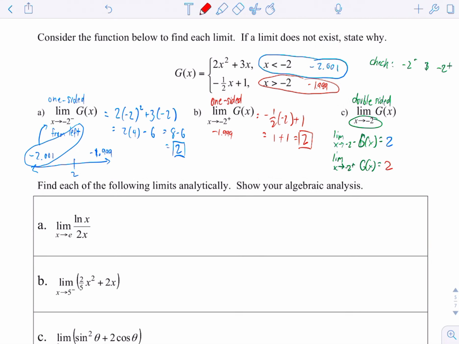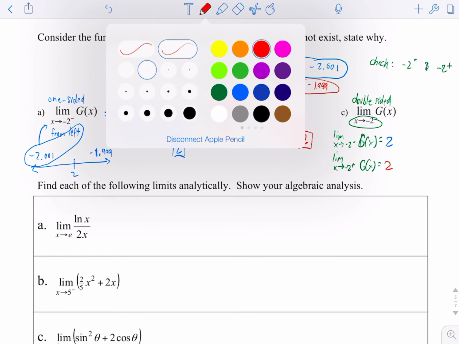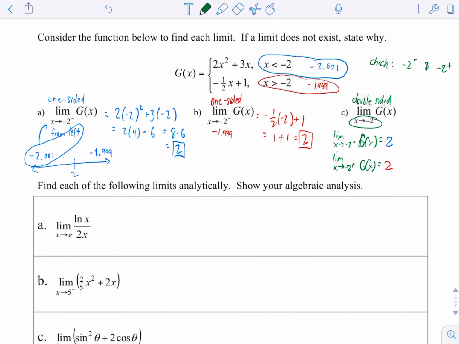Now I notice that they are both equal, and that's great because the proof to say that a double-sided limit exists is that the left and right side have to be the same. And so I know the answer is 2, and the reason is because the limit as x approaches -2 minus of g of x is equal to the limit as x approaches -2 plus of g of x. So that's the reason.